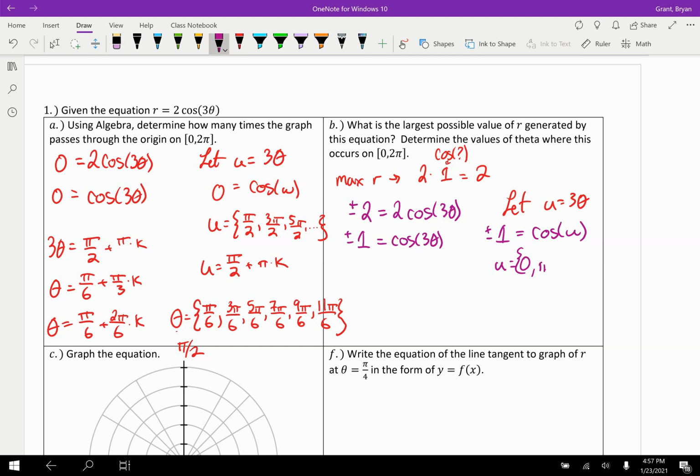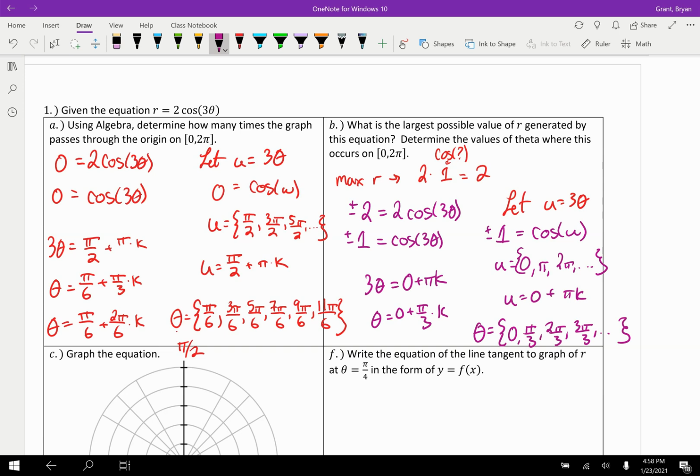So 0, pi, 2 pi, and so on and so forth, yeah? Great. And so if we drop this back over to 3 theta again, we say that 3 theta is equal to, this is u equals 0 plus pi k, so 0 plus pi k, divide by 3, 0 plus pi over 3 k. All right, so if we wanted to take a peek at our theta values here, 0, pi over 3, 2 pi over 3, 3 pi over 3, and so on, so forth.